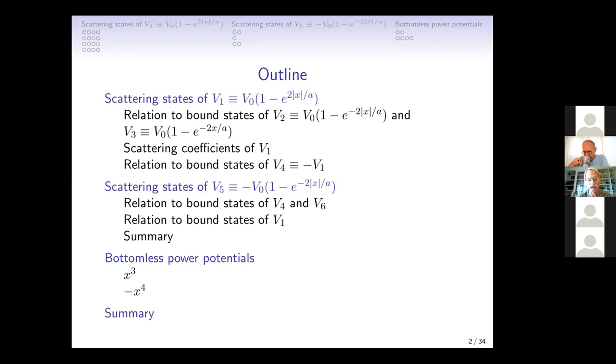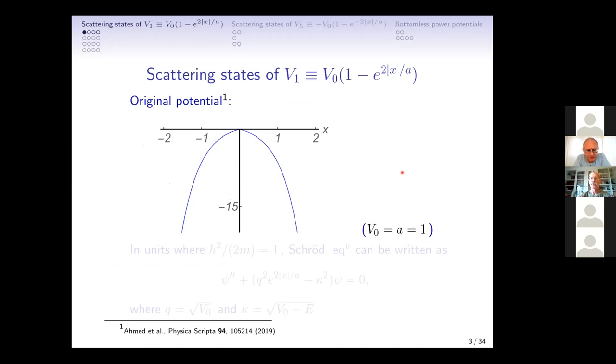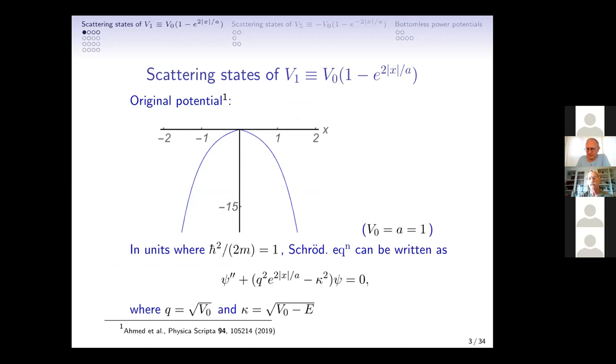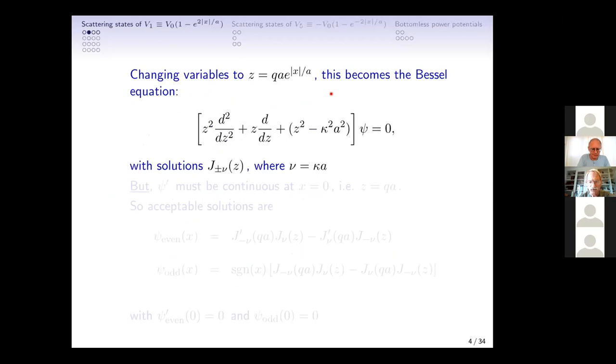To start with, I'm talking about this particular potential, which is a bottomless well. That's the potential that was dealt with in this paper by Ahmed et al. This Schrodinger equation can be solved analytically in terms of Bessel functions. So everything is explicit, which is quite nice. The Schrodinger equation is written down here. If you take a change of variables to z, making this change of variables, then it becomes the Bessel equation.